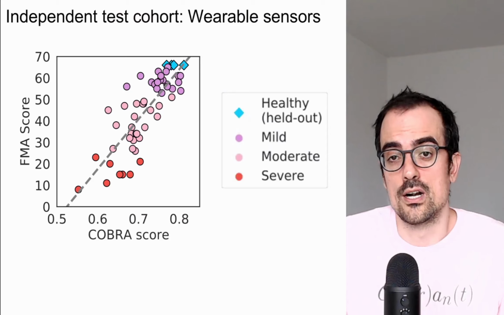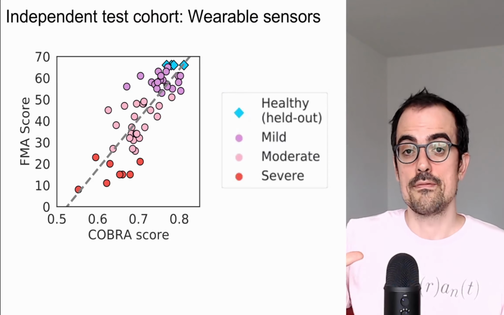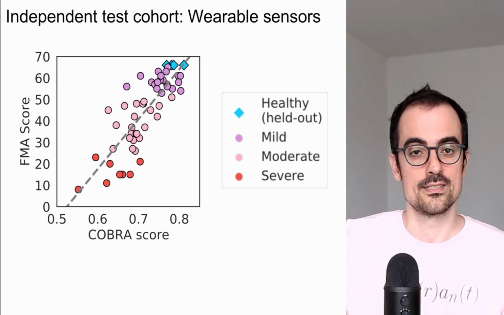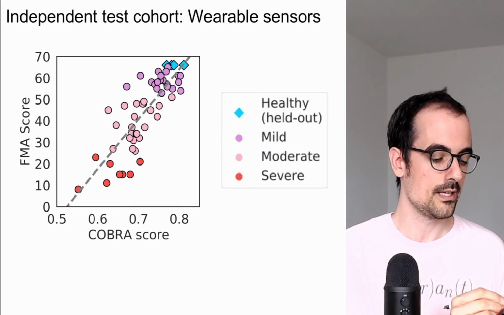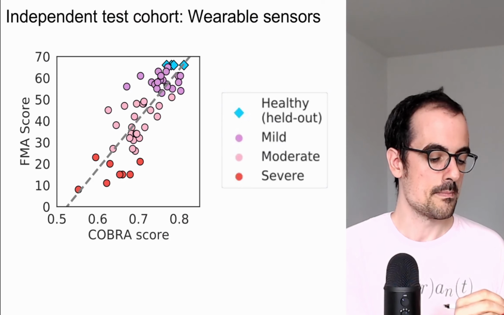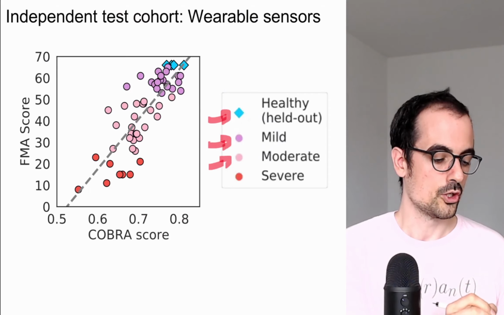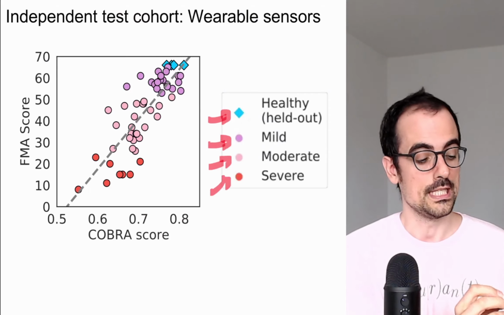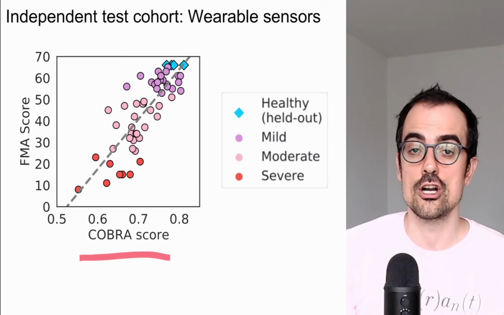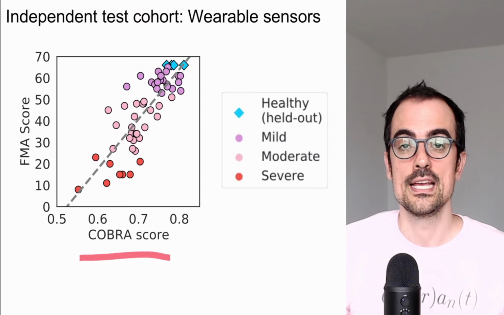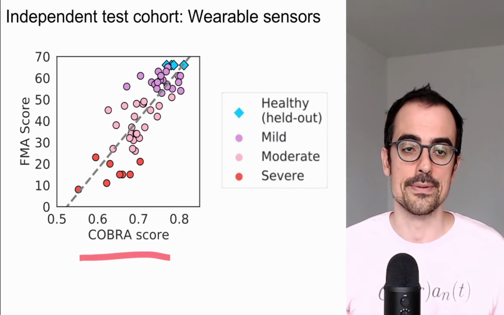Now I'm going to show you our results on a completely independent test cohort with 55 new subjects that were not seen by the machine learning models. Some of those subjects are healthy, they're in blue, mildly impaired, moderately impaired, and severely impaired. Here on the x-axis, we see the COBRA score, which comes out of this machine learning model that was trained on some other healthy subjects and is obtained completely automatically in under a minute.